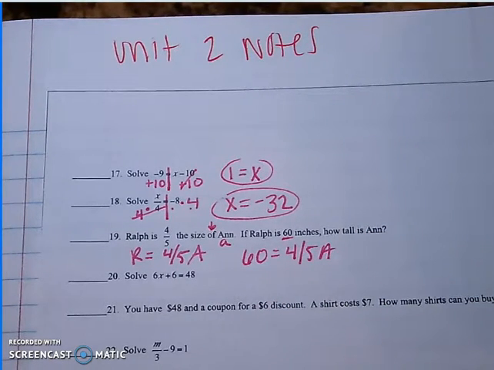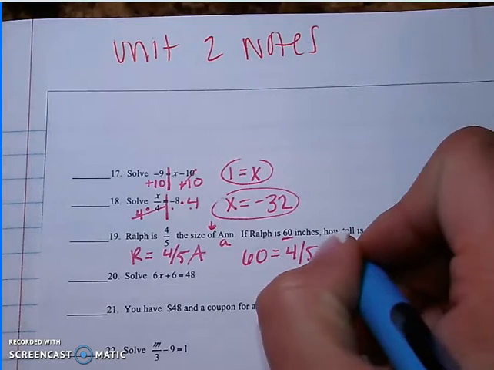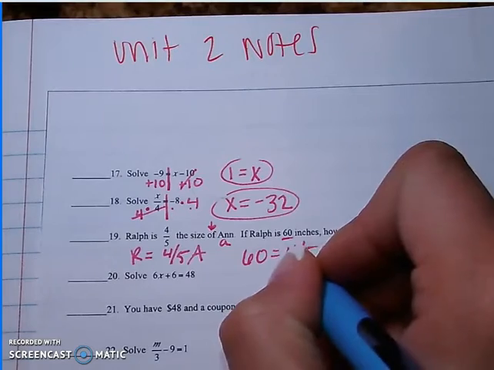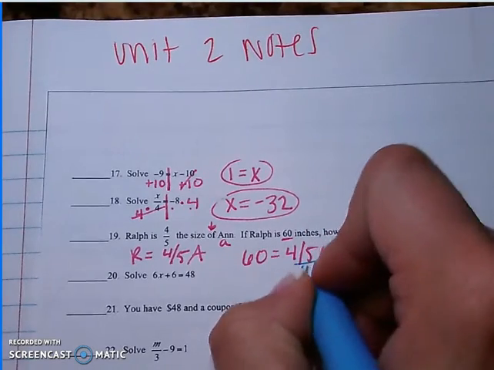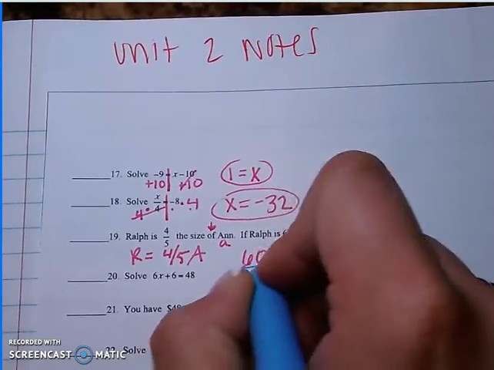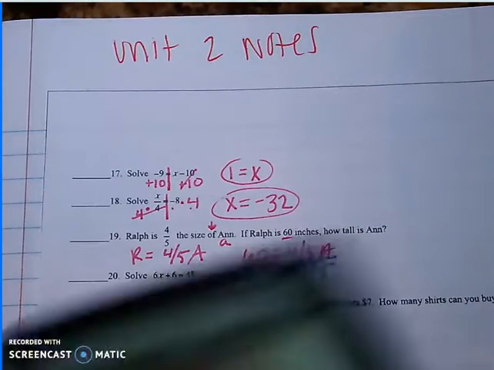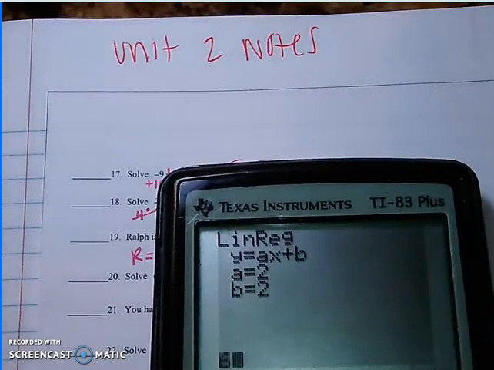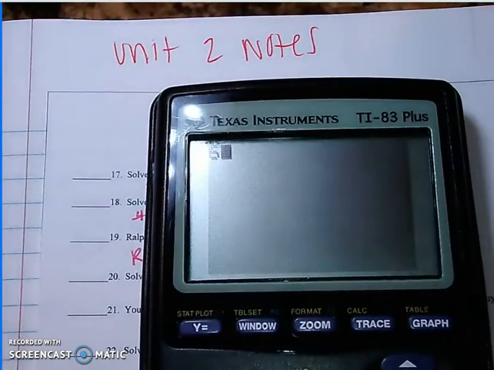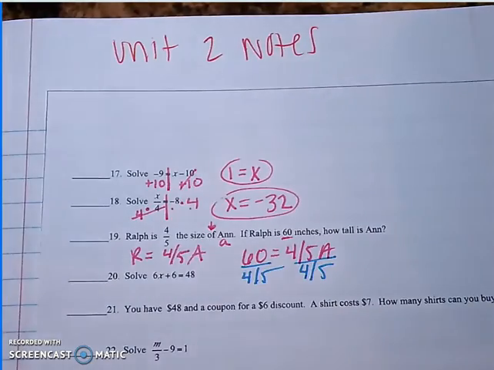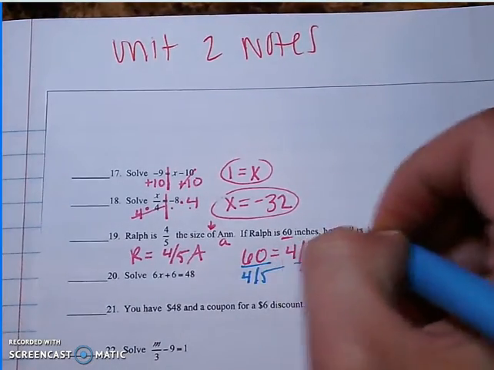To get rid of this 4/5, we're going to technically divide that whole thing by 4/5 on both sides. I suggest use a calculator for that, unless you remember to keep change flip. So 60 divided by parentheses 4/5 gives me 75. So that's exactly what we needed. We needed Ann to be taller than Ralph.